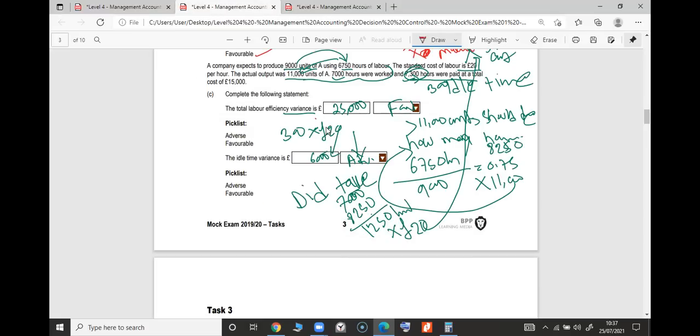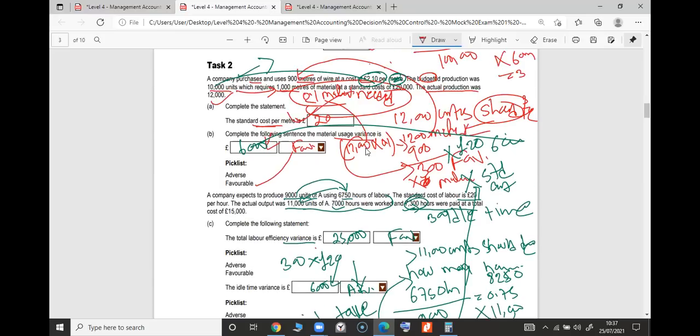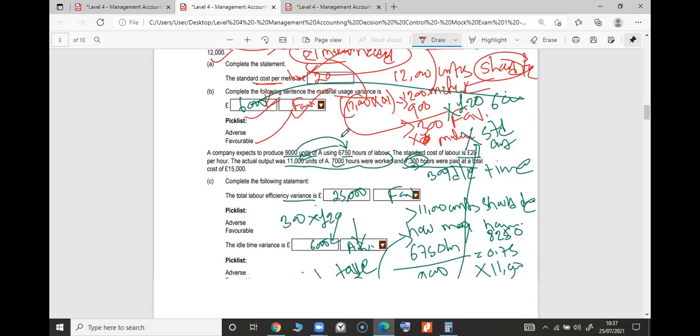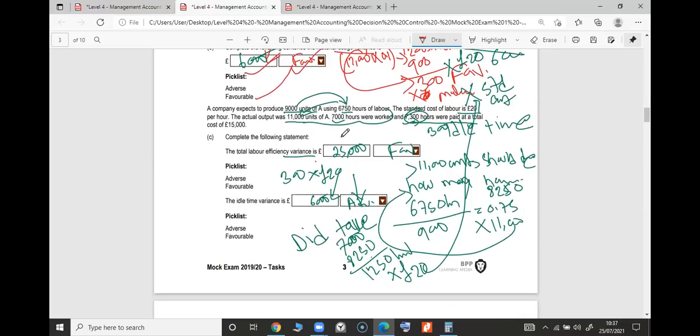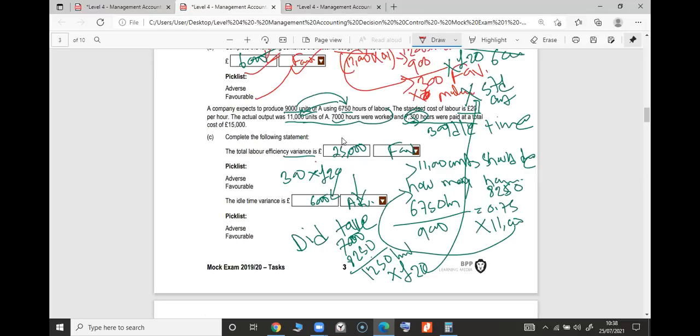What is this 20? Yeah, 20 is here. 6,000 favorable. And let me see, 25,000 favorable is correct. 6,000 adverse is correct. 5,000 favorable, 6,000 adverse is correct.